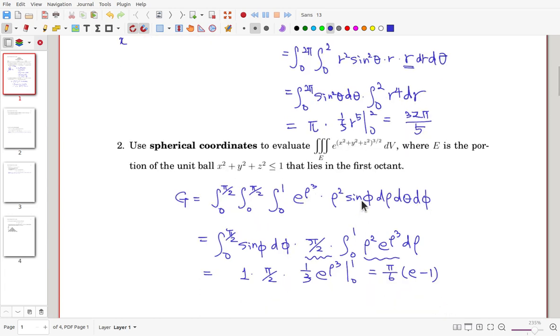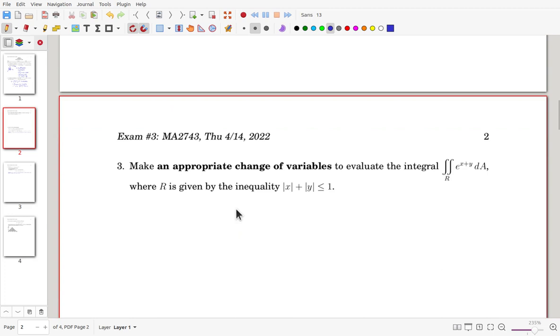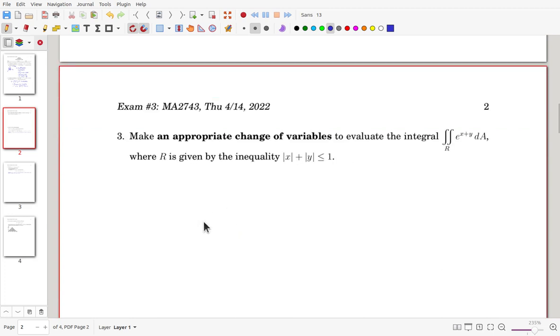Okay. Third one, make an appropriate change of variables to evaluate the double integral over R of e to the xy, where R is given by the inequality absolute value of x plus absolute value of y is bounded by 1. Let's try to visualize the region R.